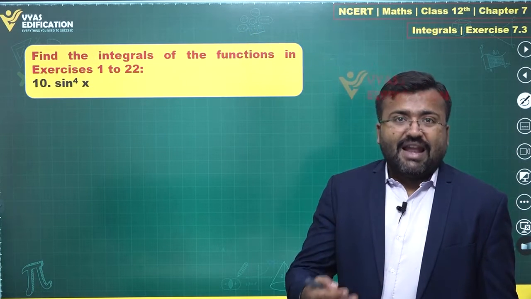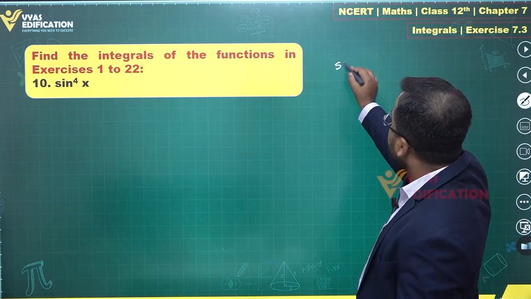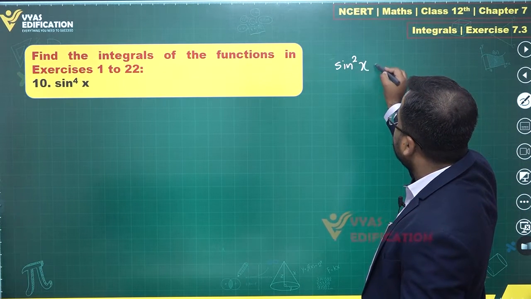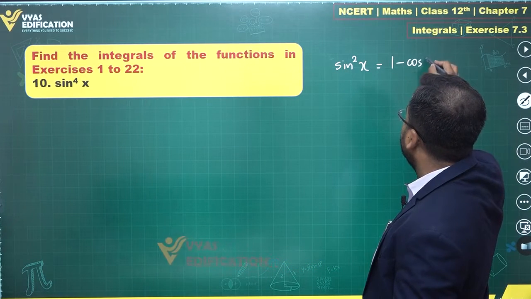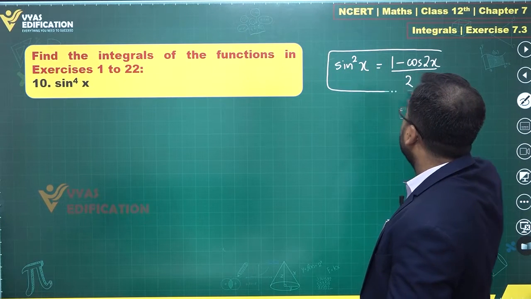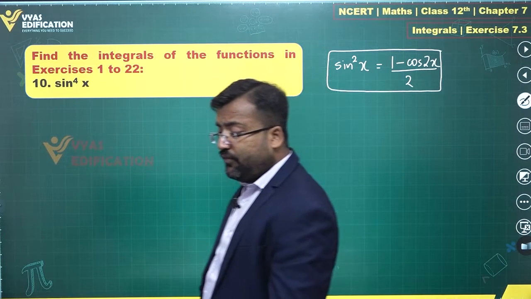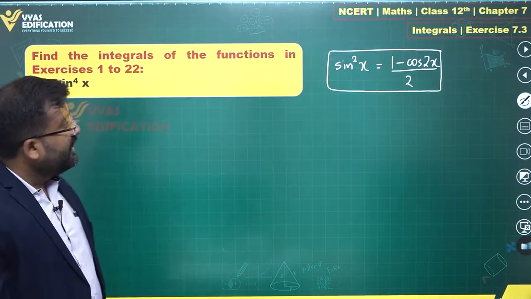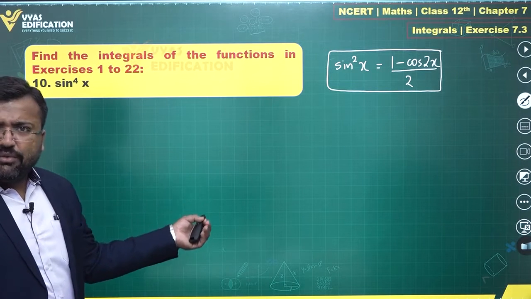So even powers of sine or cosine can be handled by conversion to multiple angles. Simple idea of conversion to multiple angles. So what do we have? The idea is 2 sine square x can be written as 1 minus cos 2x. And this is the result that we'll use for converting sine power 4x. But we have written the result only for sine square x. Yes, we'll apply this result maybe twice.